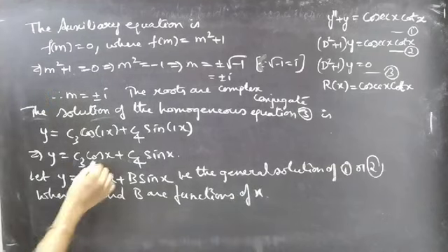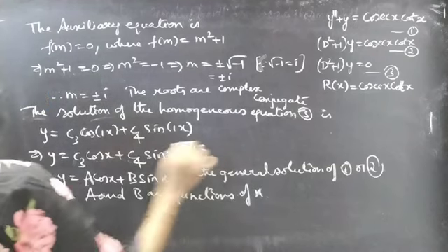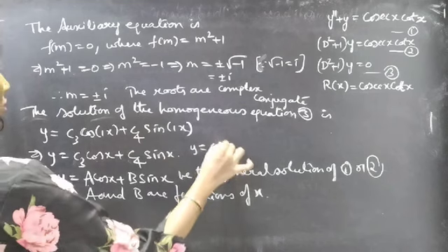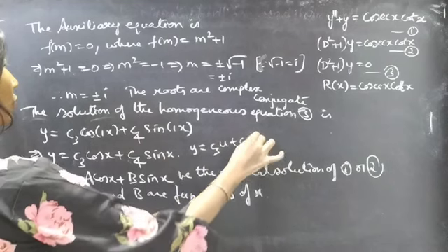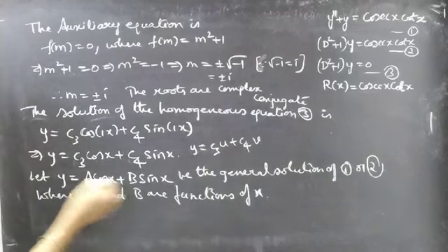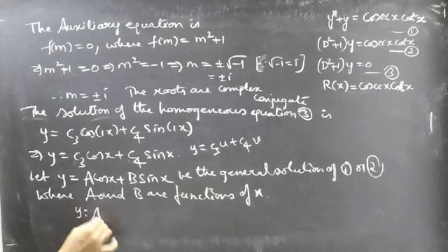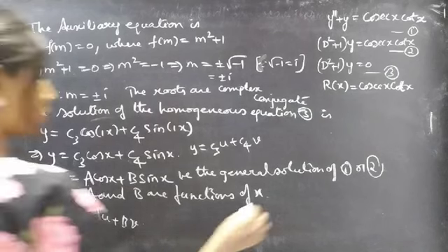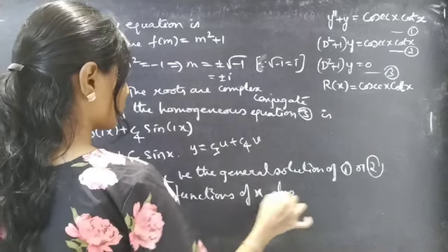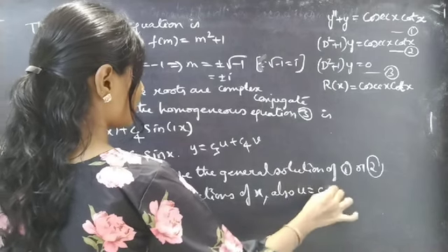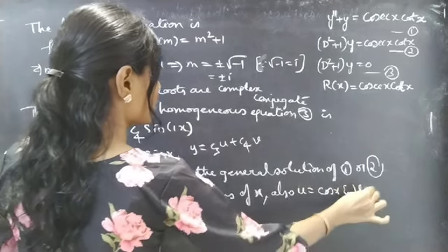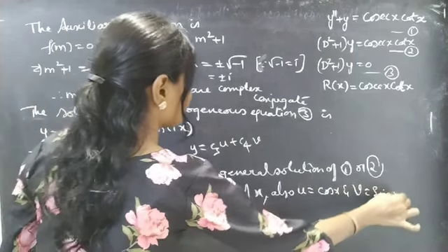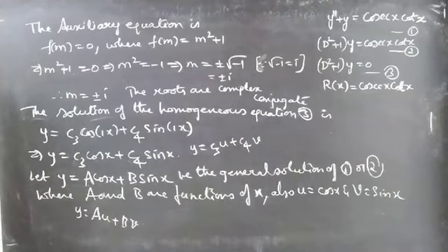Now compare this solution with c3 u plus c4 v, or compare the solution with y equal to au plus bv. We get u and v, where u is cos x and v is sin x. Also, u is cos x and v is sin x.